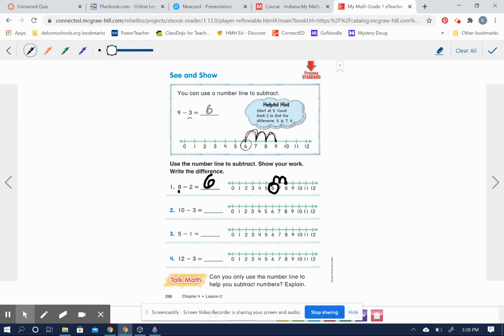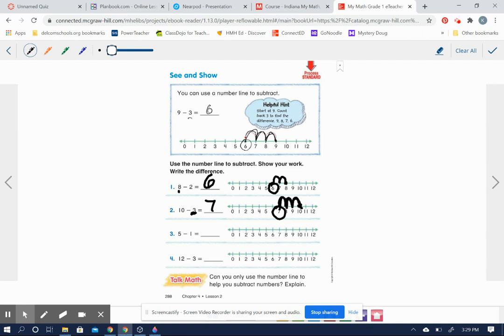10 minus 3. Where are we going to start? Yes, we're going to start with the whole number, the biggest number, start on 10. How many hops are we going back? We're going back 3 hops, and we land on 7. 10, 9, 8, 7, counting back 3 numbers.